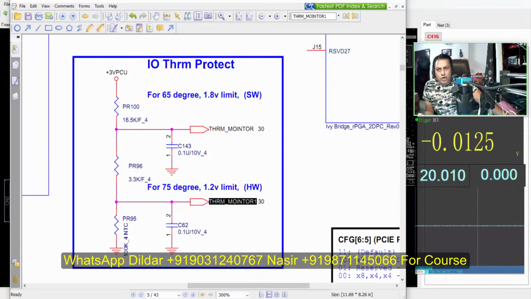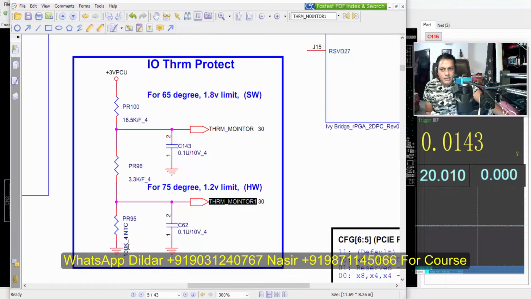If IO is choked by some limitation, then your IO will not work. It will not trigger, especially when it is connected with the EC reset. Okay, so what is the limitation? You just calculate the divider.